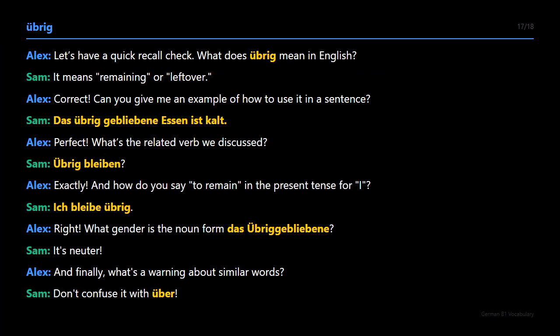Exactly. And how do you say to remain in the present tense for I? Ich bleibe übrig. Right. What gender is the noun form? Das übrig gebliebene. It's neuter. And finally, what's a warning about similar words? Don't confuse it with über.